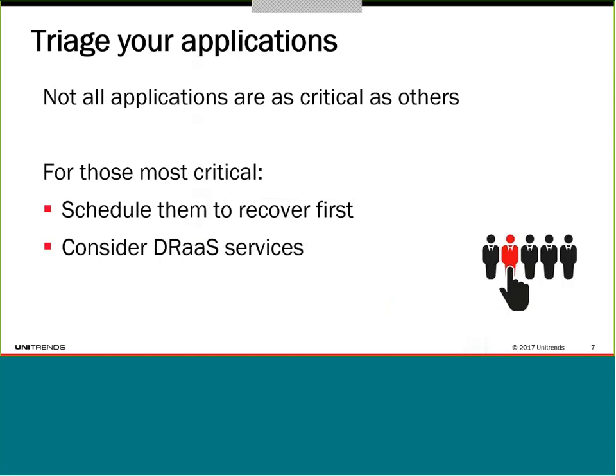Those applications are far more critical to recover than, say, employee expense reimbursement systems or vacation systems and things like that. So what you want to do is take a list of those applications, identify those that are the most critical, and schedule them to recover first in whatever DR plan you may have in place, or you should consider disaster recovery as a service capabilities so that those applications can be recovered out of the cloud.